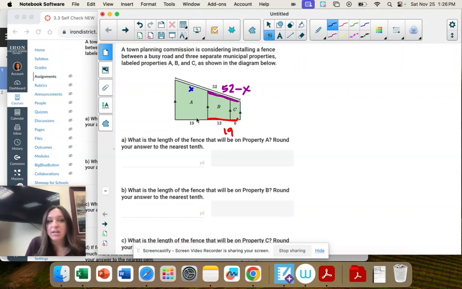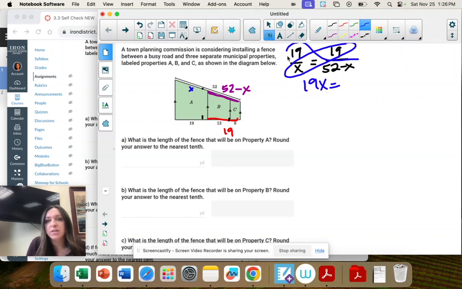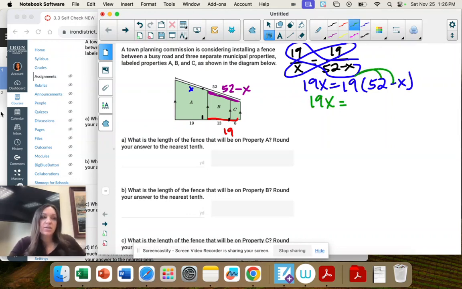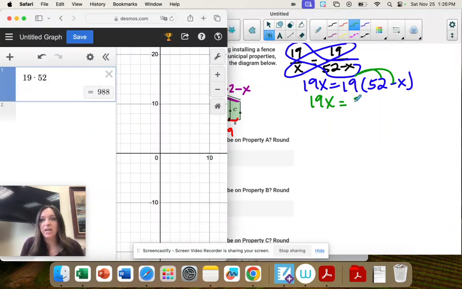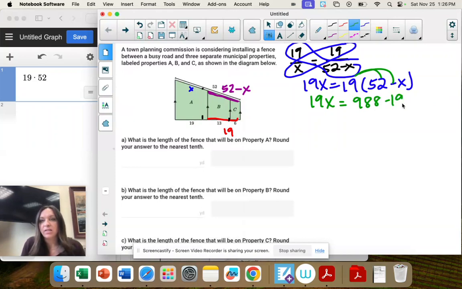So now we can set up our proportions. 19 to X, and then 19 to 52 minus X. And then we're going to cross multiply. So 19 times X equals 19 times 52 minus X. Distribute: 19X equals 19 times 52, I don't know, big number, 988 minus 19X.